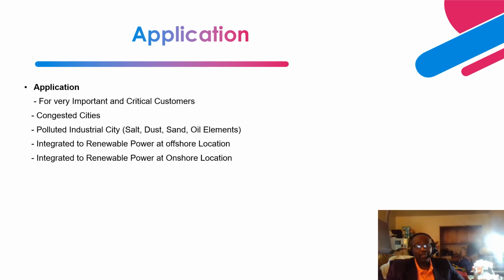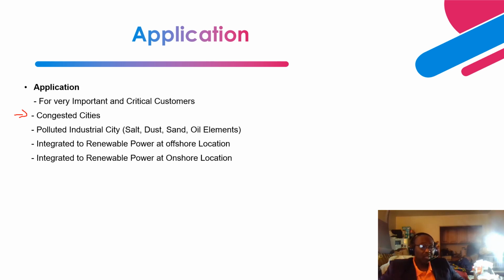So most utility companies, for very important and critical customers, try as much as possible to utilize gas-insulated switchgears. And like I indicated, this can be installed outdoors and it can be installed indoors. Next is for congested cities. If you have a highly populated city, spacing becomes a premium. So you want a reduced footprint to be able to fit into the space that you've been given. So basically, GIS becomes an option for you to implement.